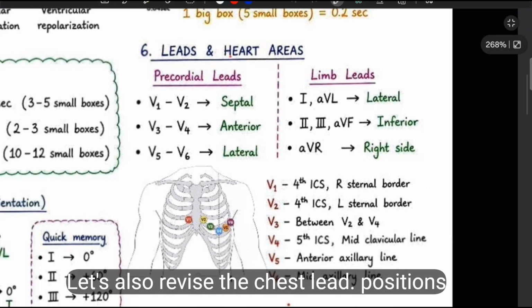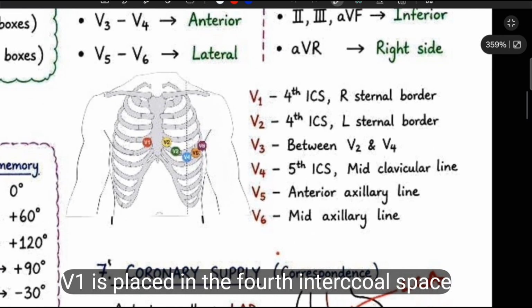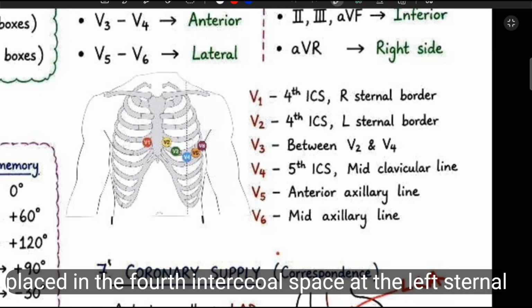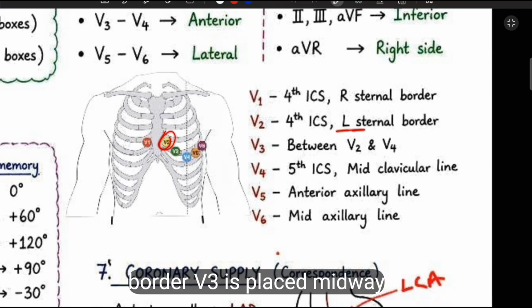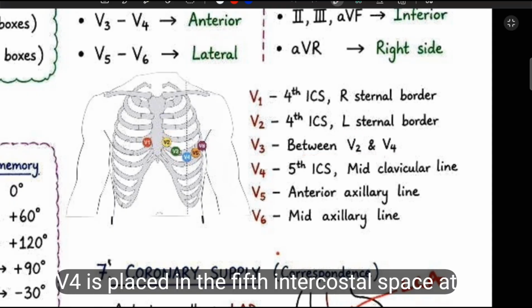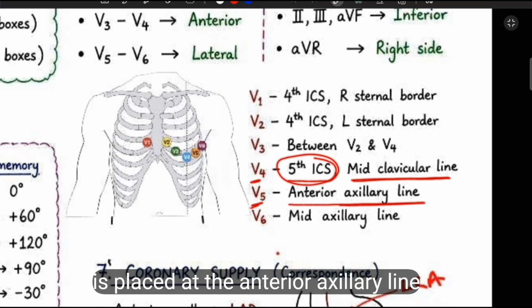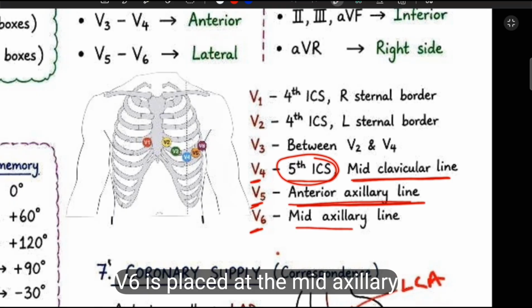Let's also revise the chest lead positions. V1 is placed in the 4th intercostal space at the right sternal border. V2 is placed in the 4th intercostal space at the left sternal border. V3 is placed midway between V2 and V4. V4 is placed in the 5th intercostal space at the midclavicular line. V5 is placed at the anterior axillary line. V6 is placed at the mid-axillary line.